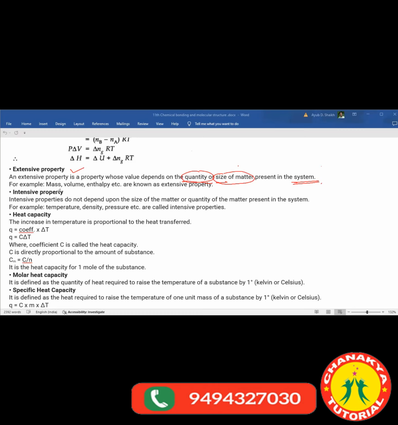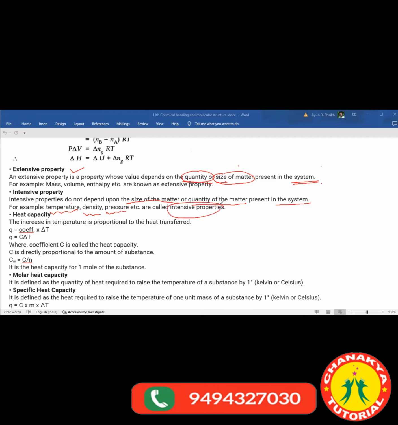And what is the intensive property? Intensive property does not depend upon the size or quantity of matter present in the system. Correct? An example is temperature. It doesn't matter whether it is 1 kg or 1 gram. Its melting point would be the same. Boiling point would be the same. Its density would be the same. The pressure on it would be the same. Isn't it?